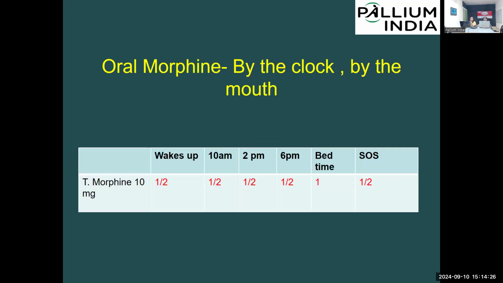As per the principles of analgesic use, you might have already heard or gone through that before. The patient should be prescribed by the clock, by the mouth, by the ladder, and individualized treatment. So what does that mean? Always prefer the oral route. As much as possible, try to give the patient medications orally. Only if it is not possible orally, try for alternate routes.